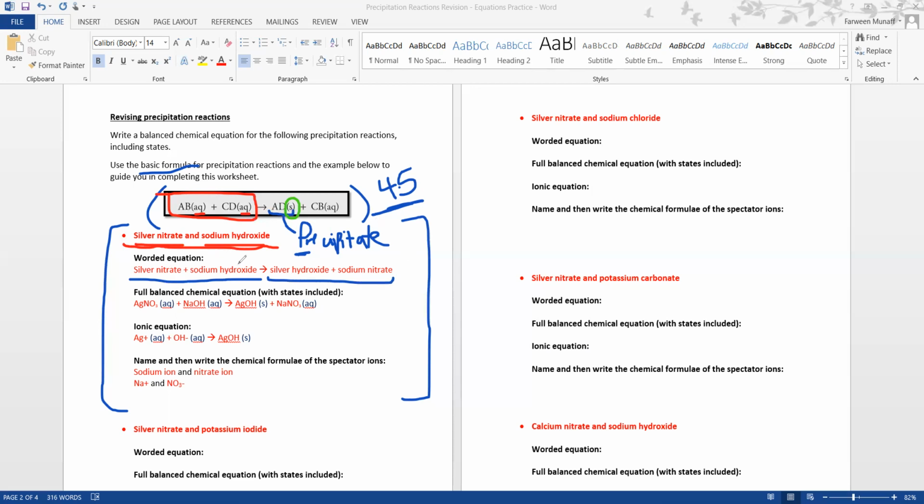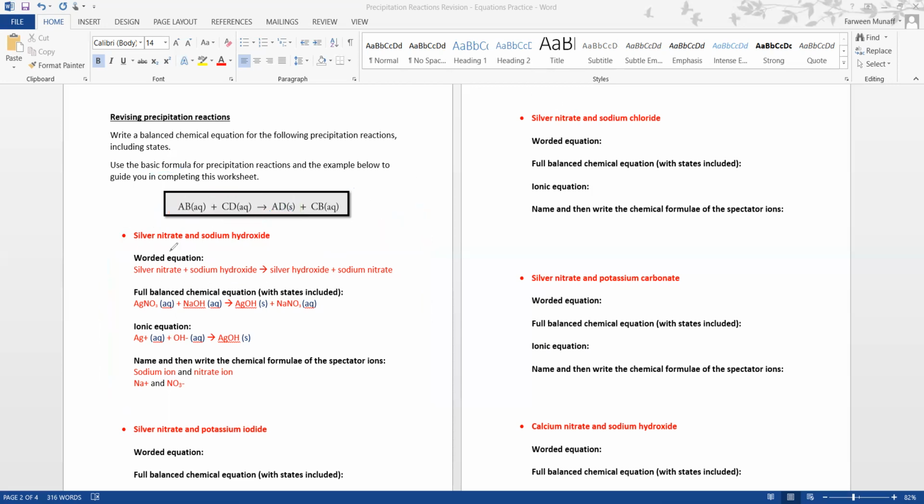So when we're at silver nitrate plus sodium hydroxide, we've got our A. Sorry, let me just rub all of the scribbles out. We've got our A, that is silver. We've got our B, that is nitrate. We've got our C, that's sodium. And we've got our D, that's hydroxide.